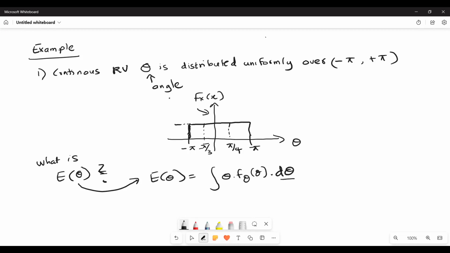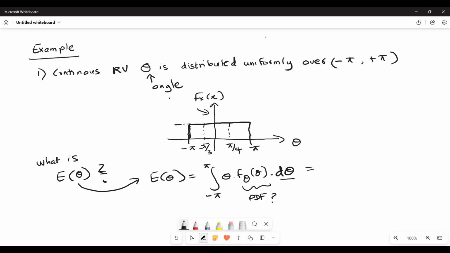So if I'm doing the integration over d theta, I know that the integration limits I need to define with respect to theta. It's going to go from minus pi to plus pi. And then I do the integration, and I need to find f(theta), the PDF value of theta, I need to know.